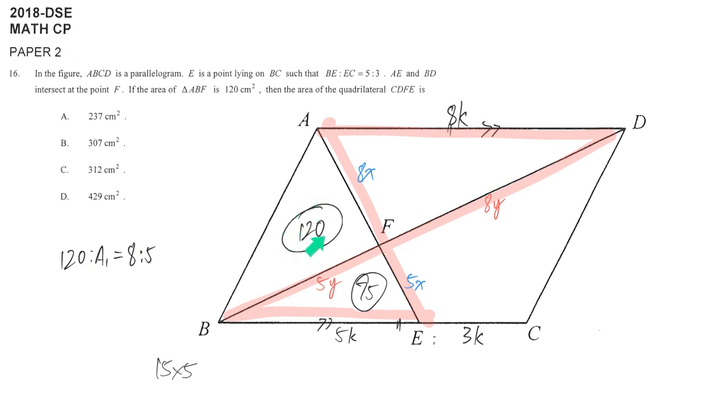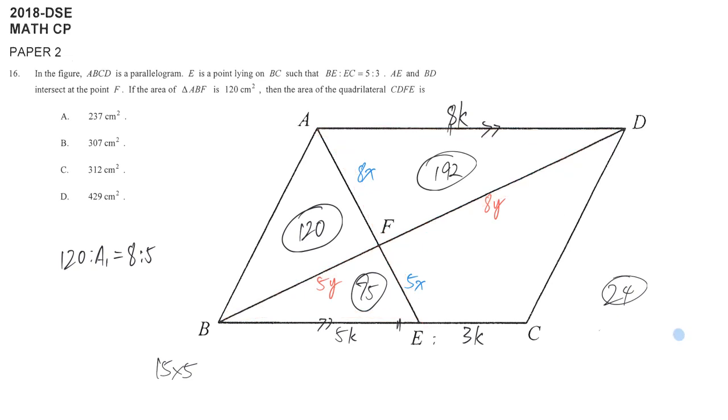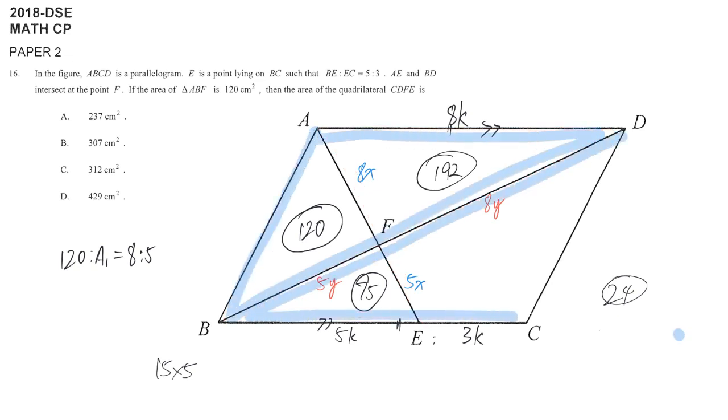the base ratio is 5 to 8. So this represents 5 pieces, this represents 8. 120 divided by 5, each piece is 24. And then we have 8 pieces here. So 8 times 24, this part is 192. So it's very close to our answer. It's because this triangle and this triangle are the same.